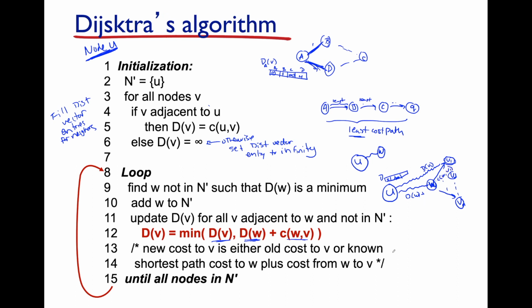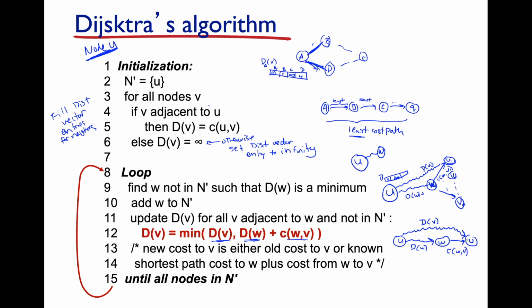So what is this saying? Is it better to go to v indirectly through w, or should I keep my old least cost path to get from u to v? This is dv from u to v directly. This is the least cost path from u to w, dw, and I get that from my distance vector. And this is the link cwv.